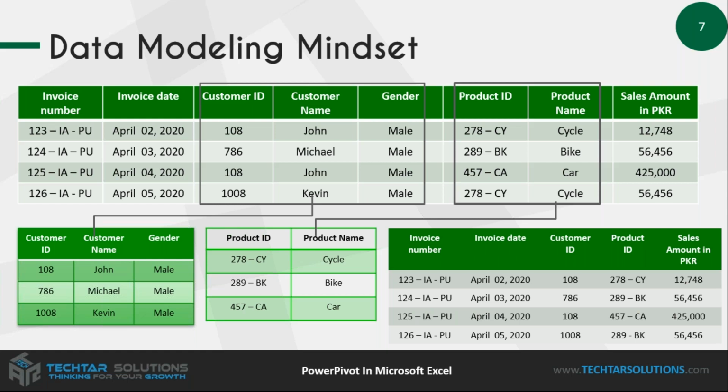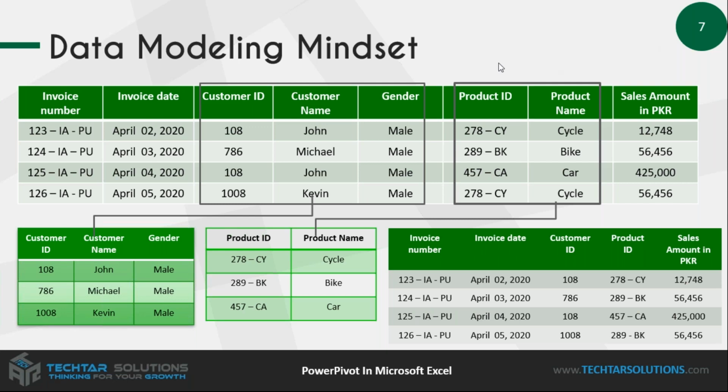So we have invoice date, we have customer ID, we have product ID, and we have sales amount. So with this customer ID, our system will analyze that 108 means Mr. John, who is male. With product ID 270-CY, it's a cycle, and the price of the cycle is already stored in our system. So this is how we design the data model, right?